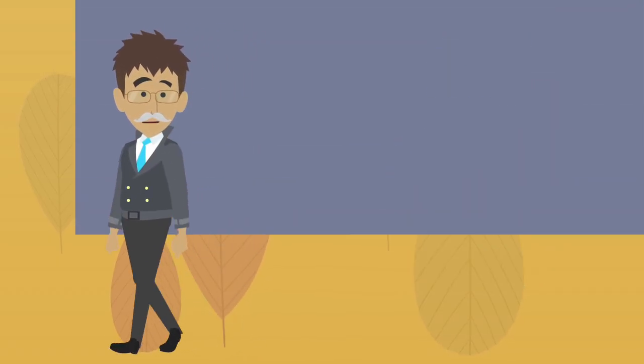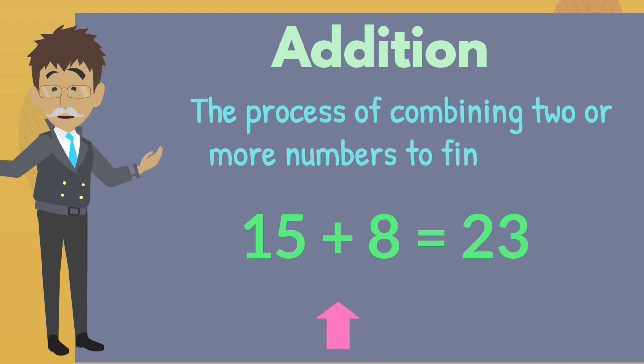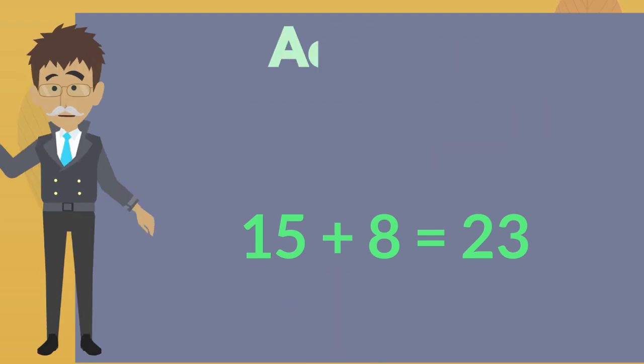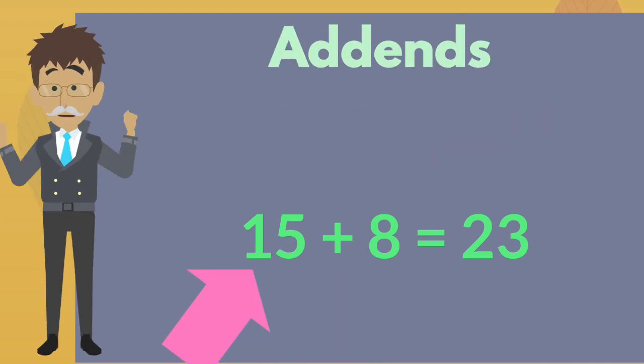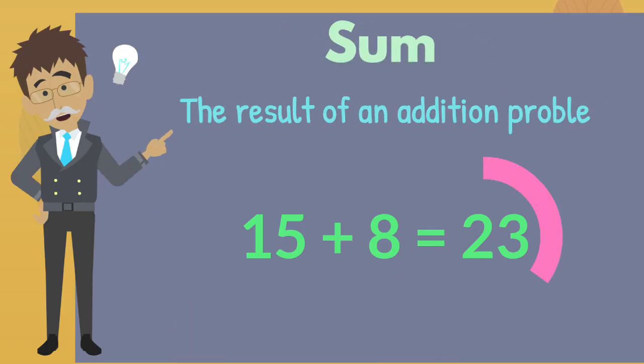The first operation we learn about is addition, the process of combining two numbers to find a total. Every addition problem has two addends, the values being added together. The result is called its sum.